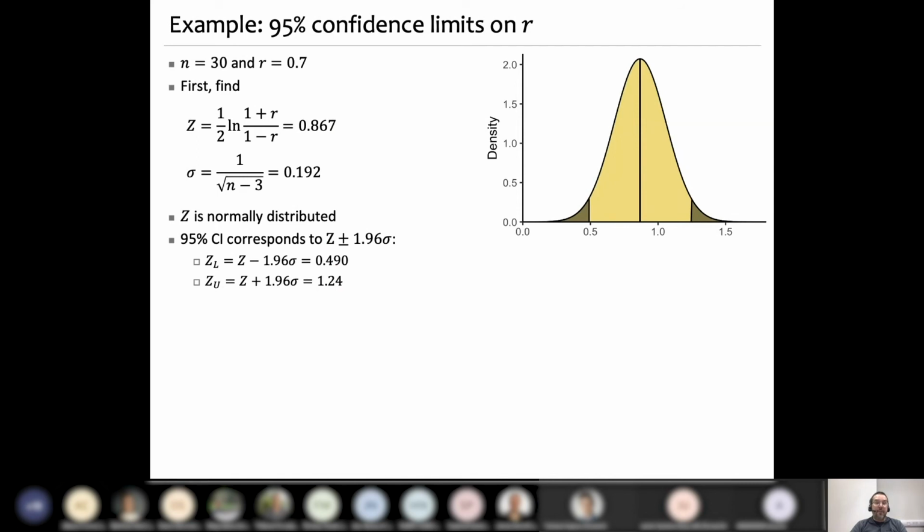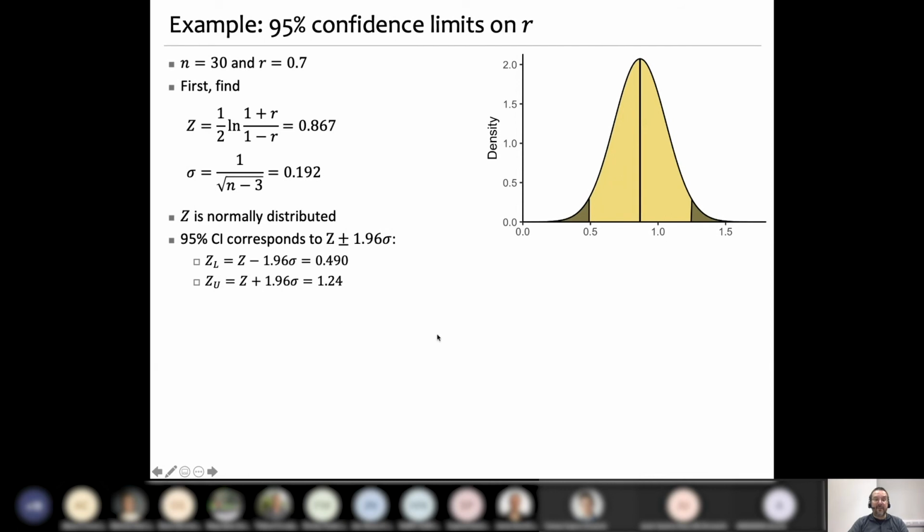Let's do an example. We want to find 95% confidence limits on the correlation coefficient. Our sample contains 30 pairs, and a correlation coefficient R found from this is 0.7. First, we need to find Z. Now you take R, you put in this formula, and you find Z, 0.867. Sigma, according to this formula, is 0.192. And that is the mean and the standard deviation of a normal distribution shown in this figure.